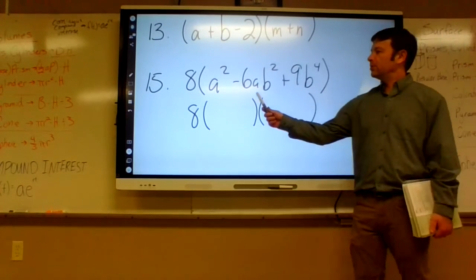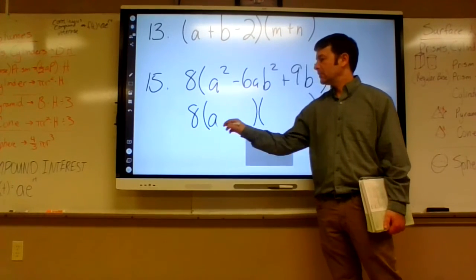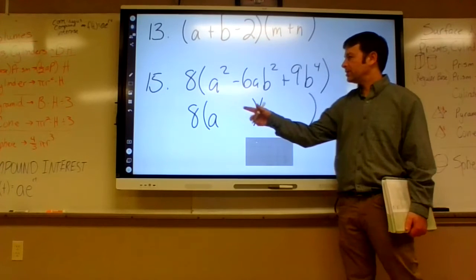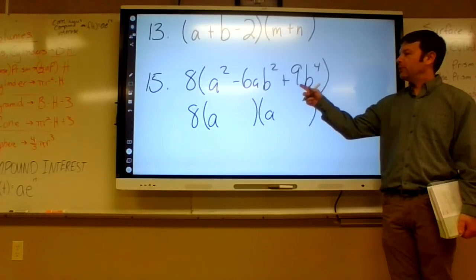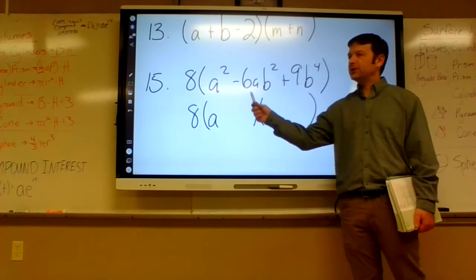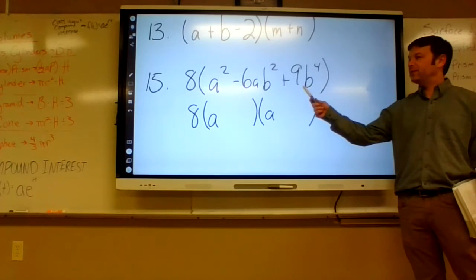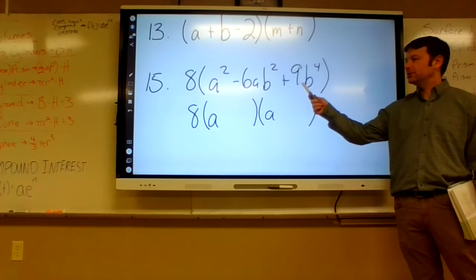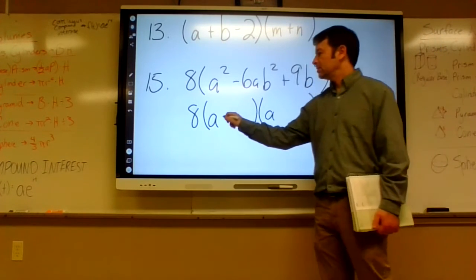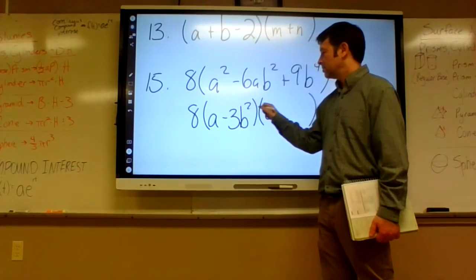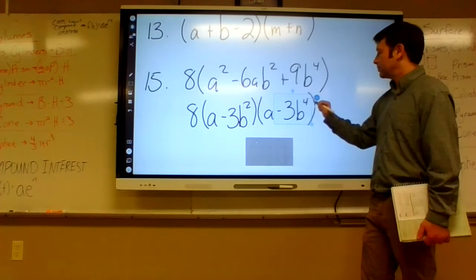So, what's going to go in front? A times a equals a squared. What's going to go in the back? Okay, what multiplies into 9 that adds up to -6? -3, -3. But instead of using -3 and -3, I'm going to use -3b squared, because b squared times b squared would give me the b to the 4th.